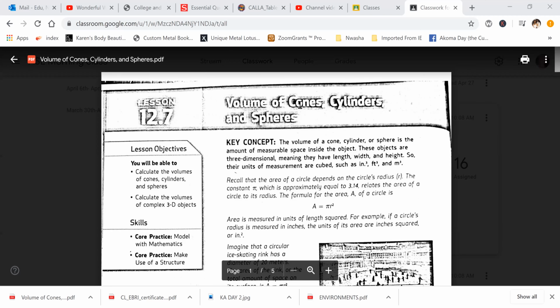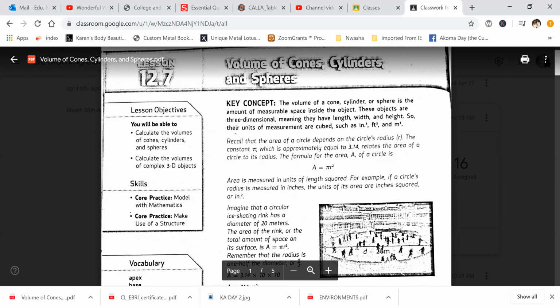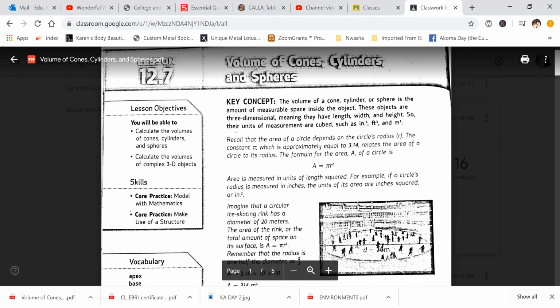So this one is only cones, cylinders, spheres. They kind of separated the formulas with the pi symbol into one lesson together. The pictures didn't come out so good on the scan, but this is a skating rink. So we're going to take a look at this one.